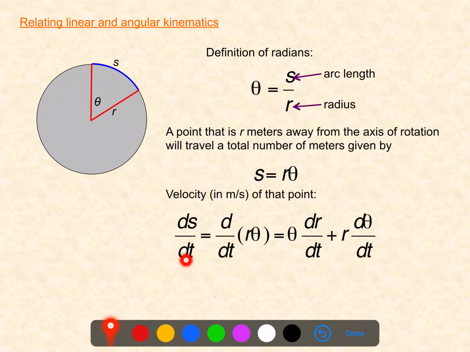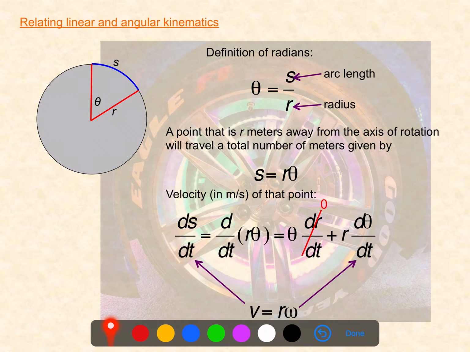So if I take that time rate of change of s and I substitute in this right-hand side of the equation, I see that I need to take a time rate of change of the product, r theta. Since it's a product, I need a product rule, where I've got two terms, the first term being theta dr/dt plus r d theta/dt. But the radius in general is not changing for the record, so that first term goes away, and I'm left with r times d theta/dt. So this d theta/dt we defined earlier as omega, and ds/dt we've concluded is the linear velocity.